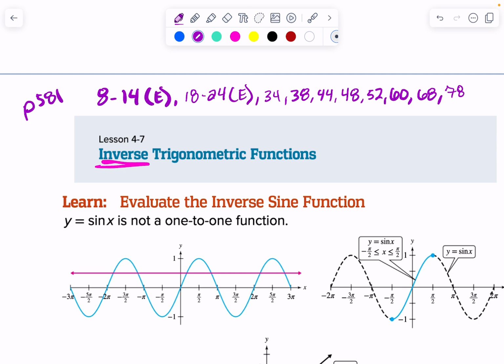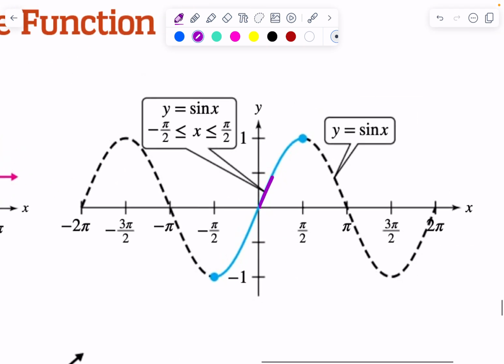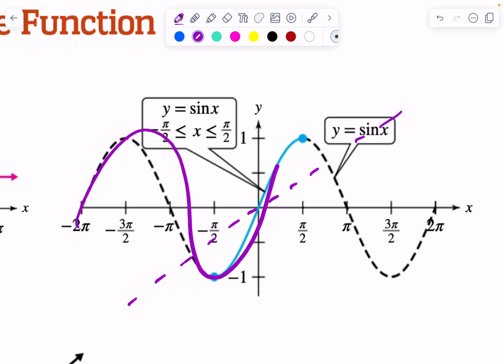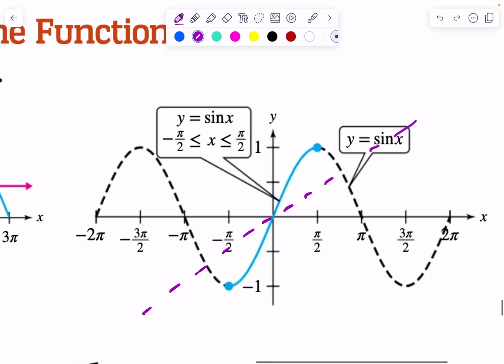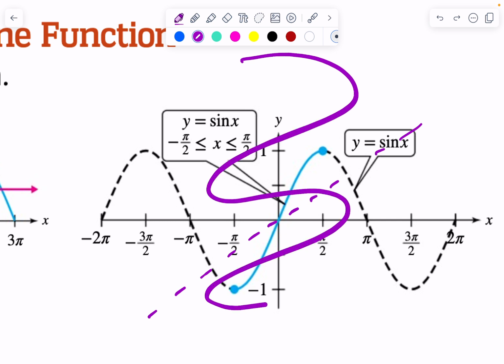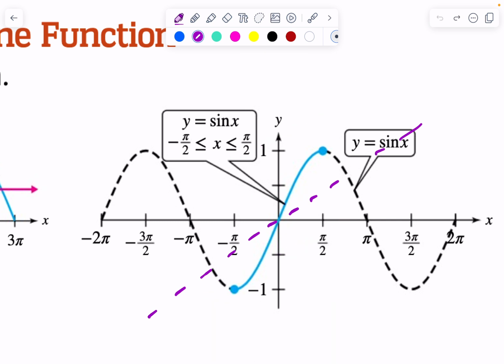Inverse trig functions. Let's talk about sine. This is what the graph of sine looks like, okay? When you invert something, you reflect it across the line y equals x. Okay, if I take this curve, you don't need to write this down, if I take this curve and I reflect it, the inverse is going to look like this. It's going to go that direction. It'll be better like that.